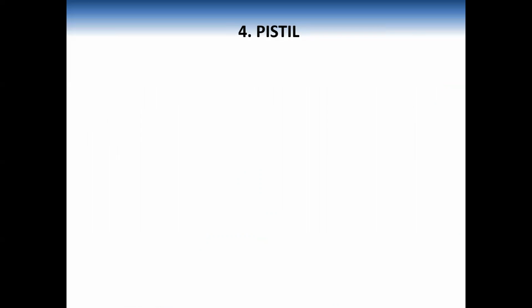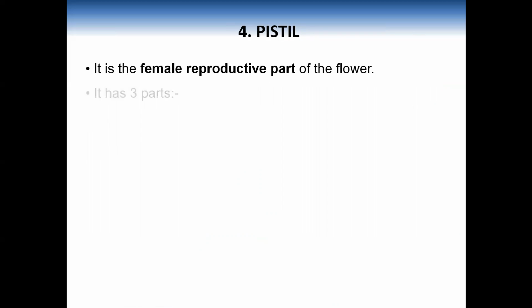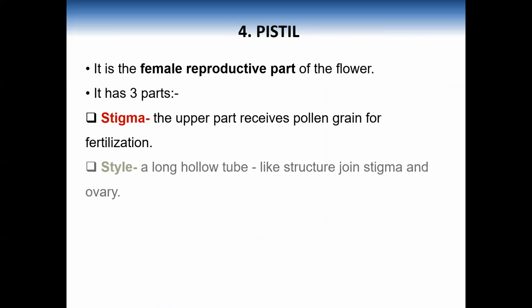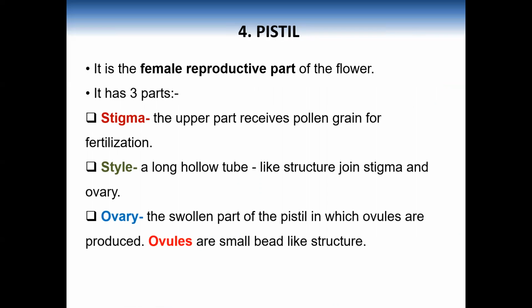Next part of a flower is known as pistil. It is the female reproductive part of the flower. It has three parts: stigma, style, and ovary. Stigma is the upper part which receives pollen grain for fertilization. About fertilization, you will study in class 7th.